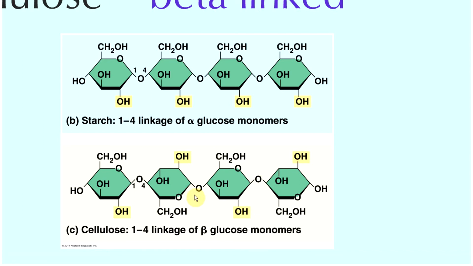As a result of how their monomers are connected, starch and cellulose are going to have different overall shapes. Starch, when it has a long chain of monomers, forms a helix or a spiral structure, whereas cellulose, as a result of those alternating or opposite glycosidic linkages, is able to form a long straight chain that can hydrogen bond with other cellulose molecules that lie parallel or next to it.